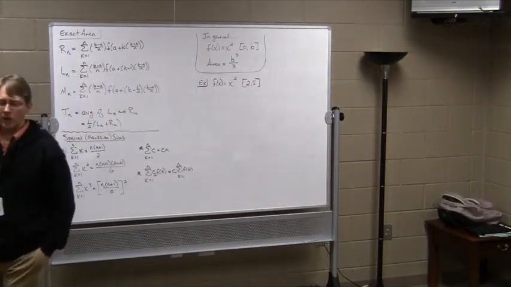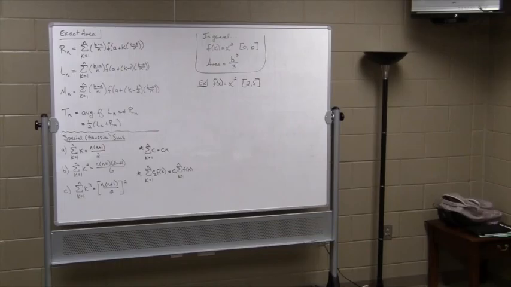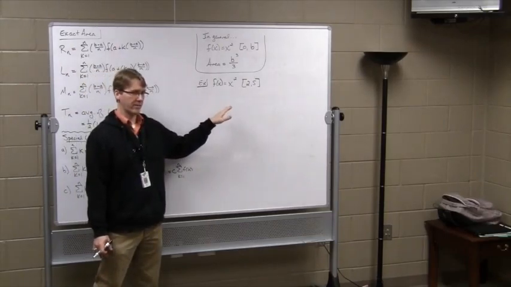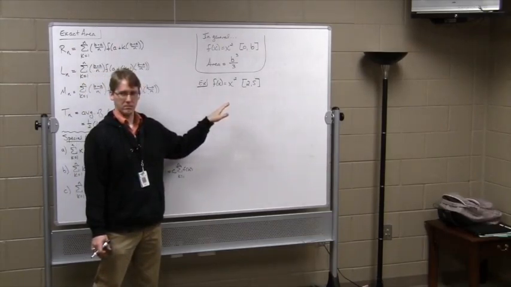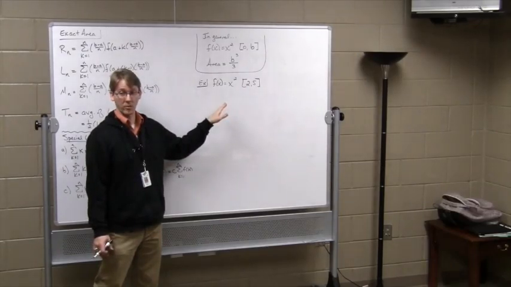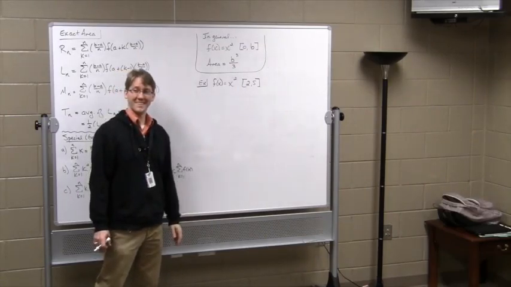Now we already know that 0 to 5 is 125 over 3. We got that answer somewhere in our notes, somewhere in our books. If Michael's right, then the answer should still be 125 over 3. Wait, what? You said it doesn't matter where I start. No, that's not what I said. That is what you said.